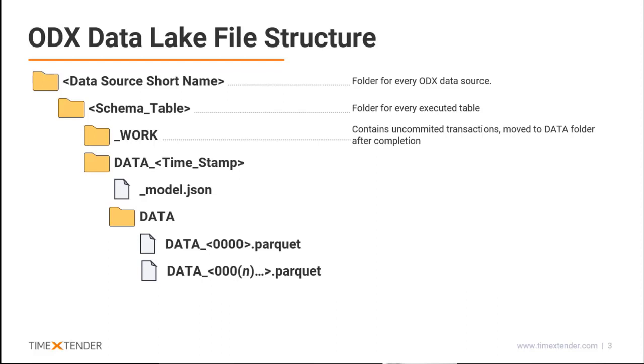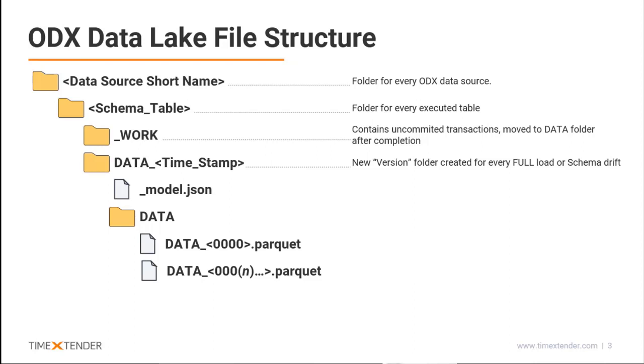And this is to ensure that you're not pulling data from uncommitted transactions or partially committed transactions, right? So once it's in the work folder, that means it's being worked on, it's moving, and then once it's completed successfully, it'll move into the data folder. So the data folder in there, this is actually what we call the version folder. So every time you execute a table in the ODX, it's going to create a new version of that data. That's because last week's version of the data may not be the same as this week's version of the data. Schemas change, things change. Every time you run a full load of that table, it's going to create a new version for us.